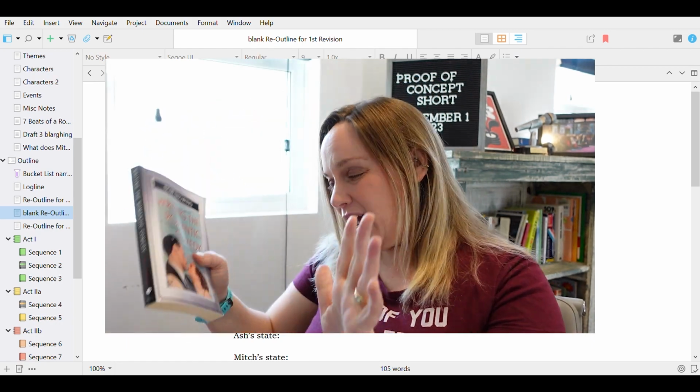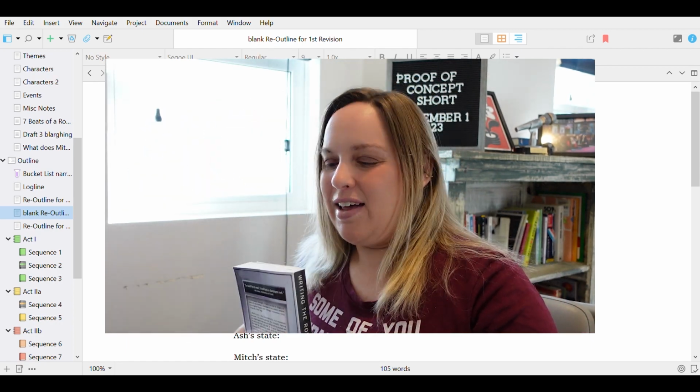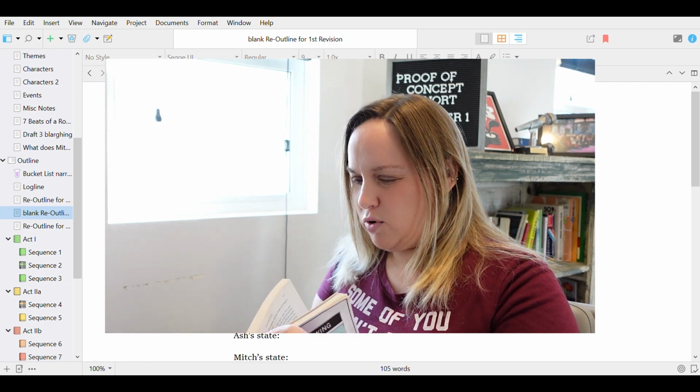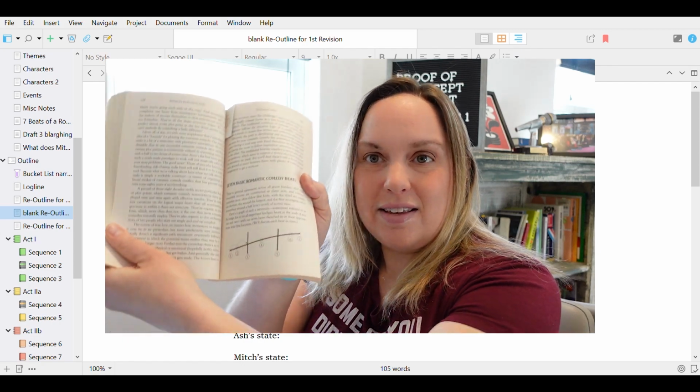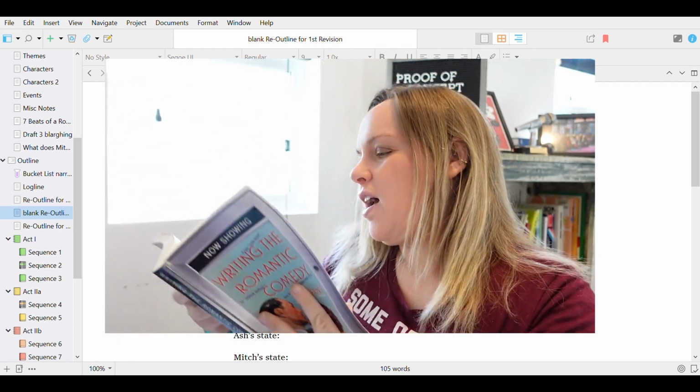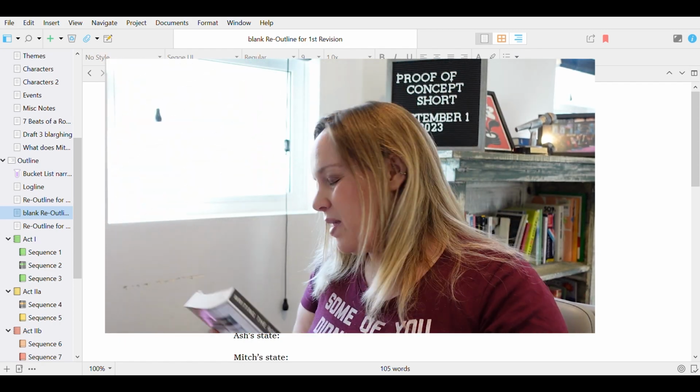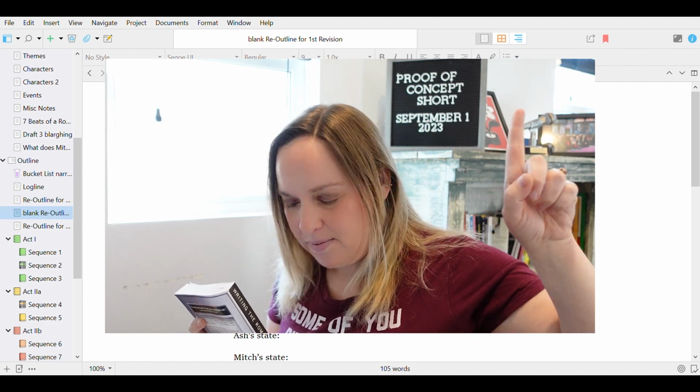Now this thing is my Bible for writing romantic comedies. It has a whole section that I have bookmarked with the fortune cookie fortune, because I like fortune cookie fortunes, that kind of shows you the 7 romantic comedy beats. I have a whole video that I did explaining the romantic comedy beats that I'll put up here.